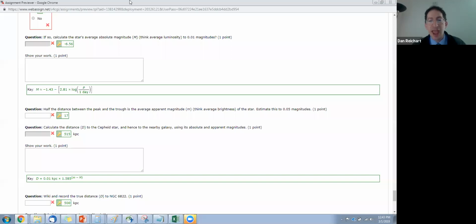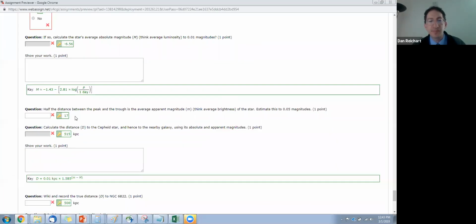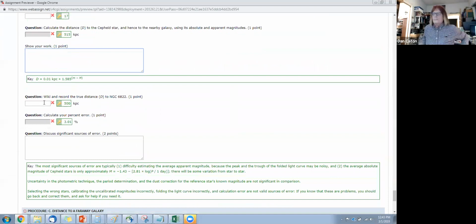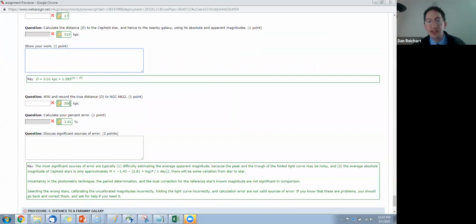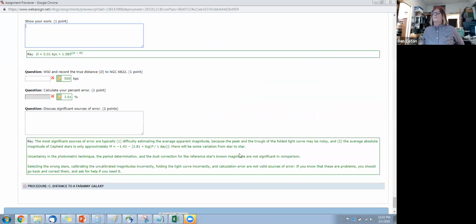Then they put in the average apparent magnitude halfway between the peak and the trough, so about 17 maybe. That goes there. Calculate the distance using this equation. Show their wiki, the true distance. It's about 500 kiloparsecs away. And they should get an error of only a few percent. Sources of error are the same as before.